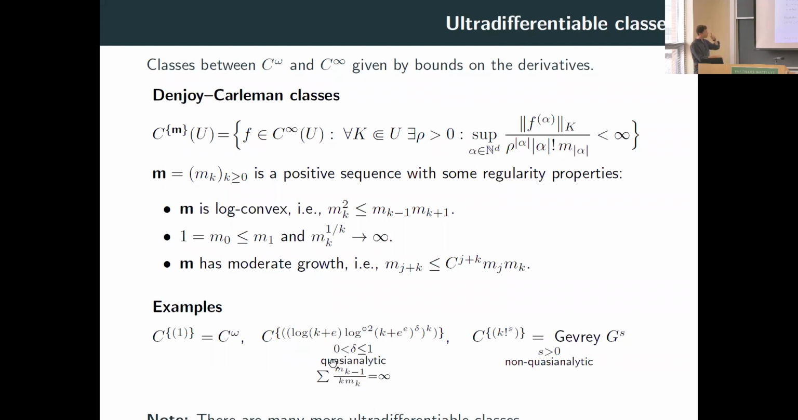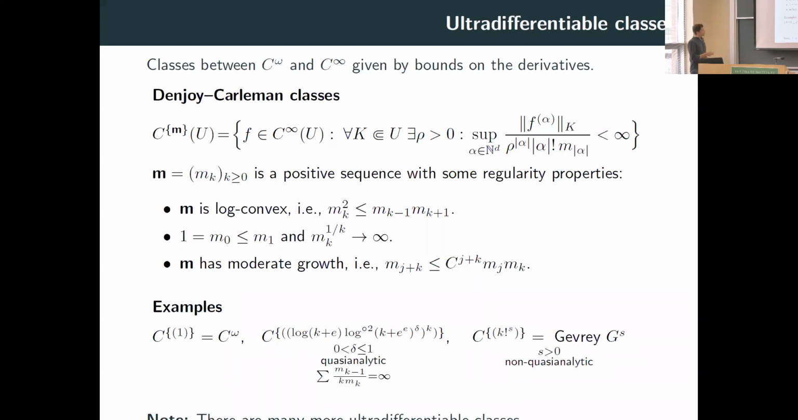Quasi-analyticity can be characterized by this summability condition here. This is the Denjoy-Carleman theorem. Let me repeat, although I think everybody here knows that quasi-analytic means that the Taylor expansion is injective on every connected component of the domain.